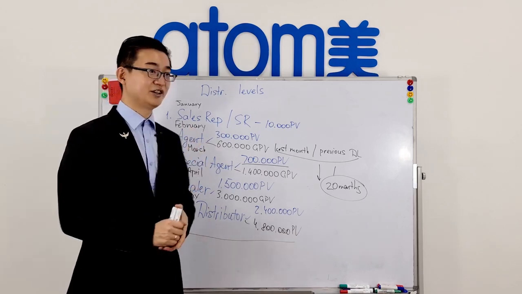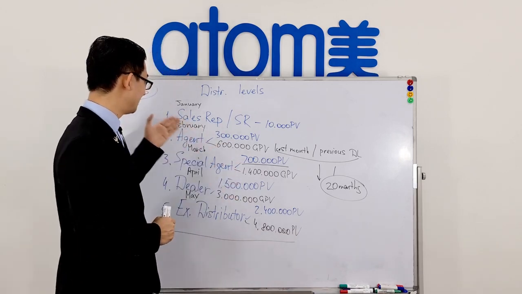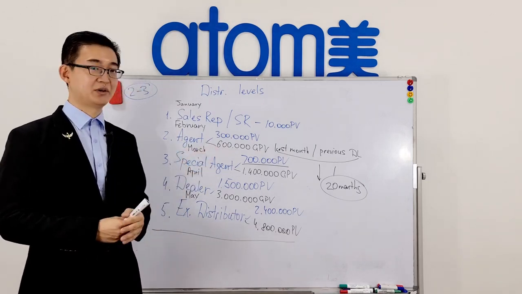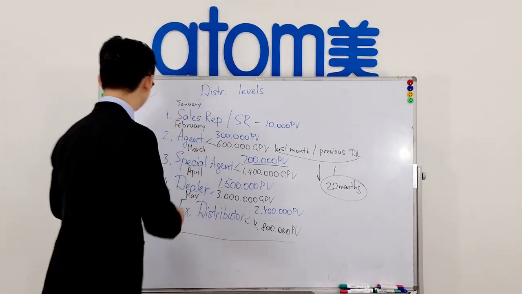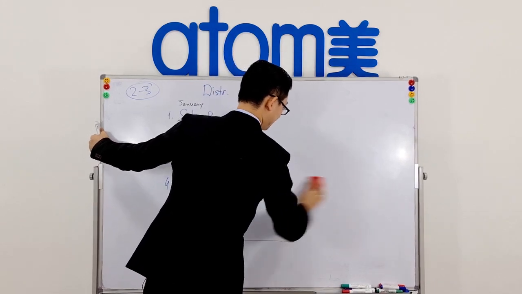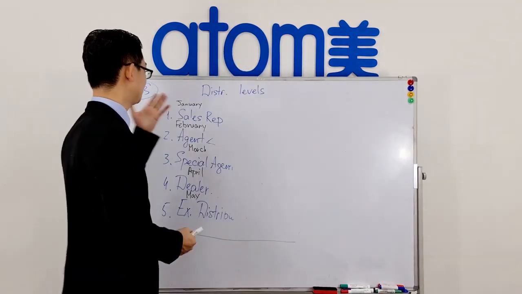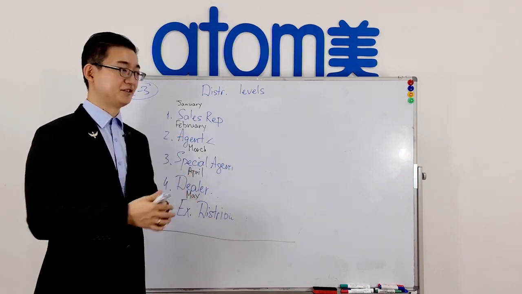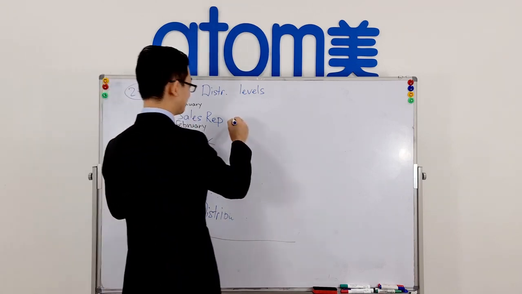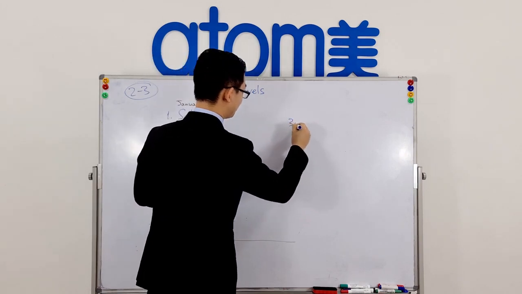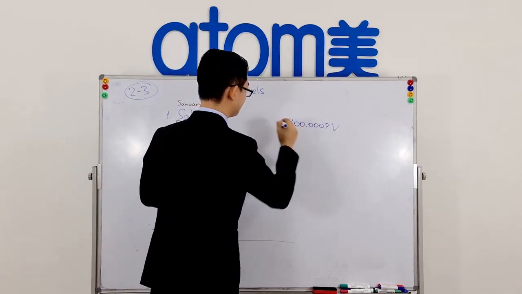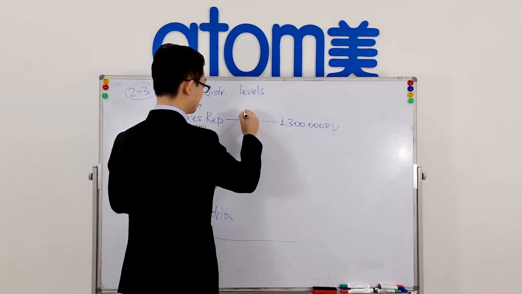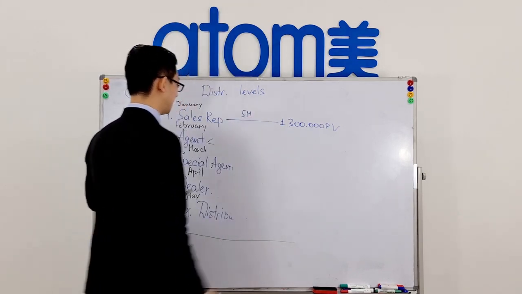So maybe you have a question, why do we need these distribution levels? Distribution levels open up doors for more income. Briefly, if you become a sales representative, you receive access to income. So you can match the binary step of 300,000 PV. This is the first binary step. And for this, you will achieve a score of 5 multipliers.